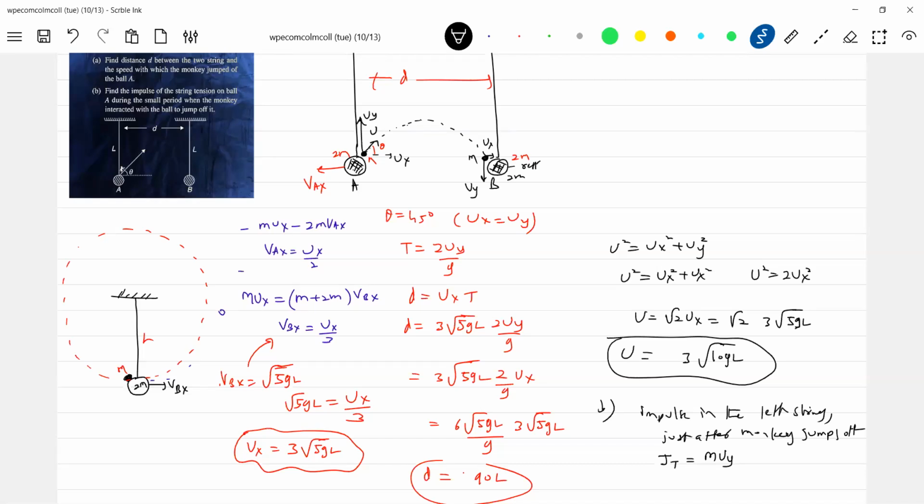Why I should not write anything? Because the momentum that the particular ball will try to acquire, the string will nullify it. Uy should be equal to ux, and ux we know, so they should be equal directly to ux, somewhere around 3 root 3 5G.